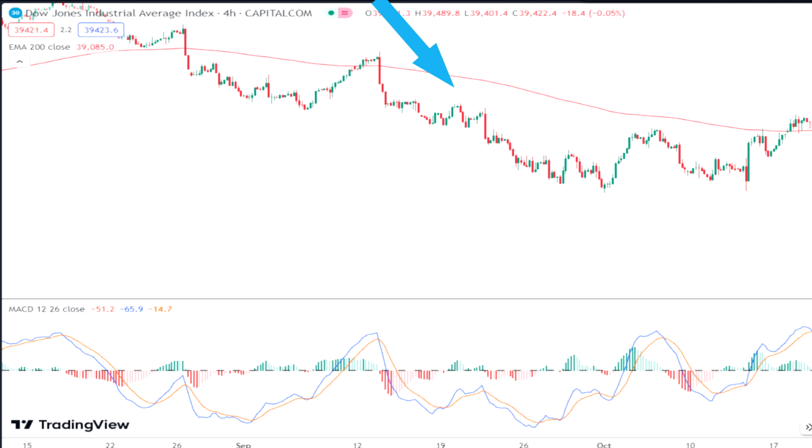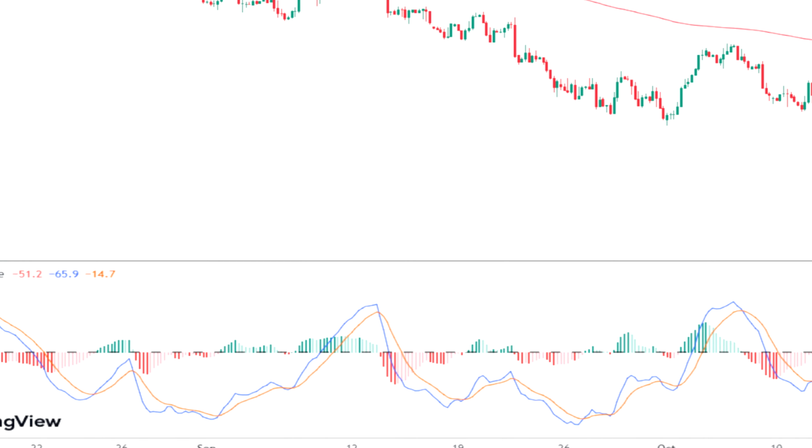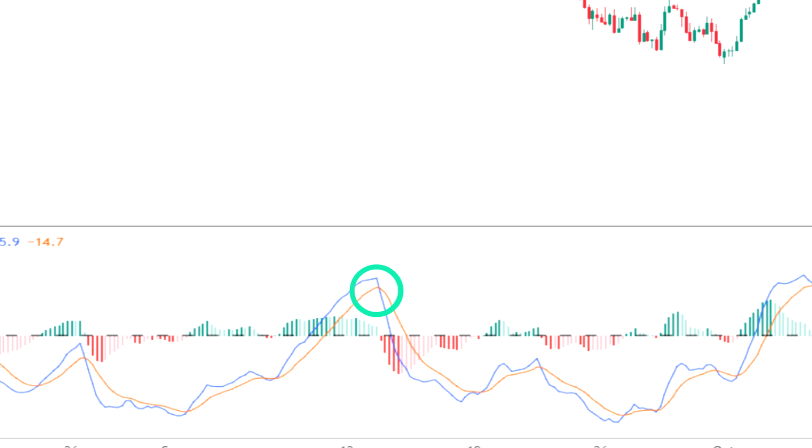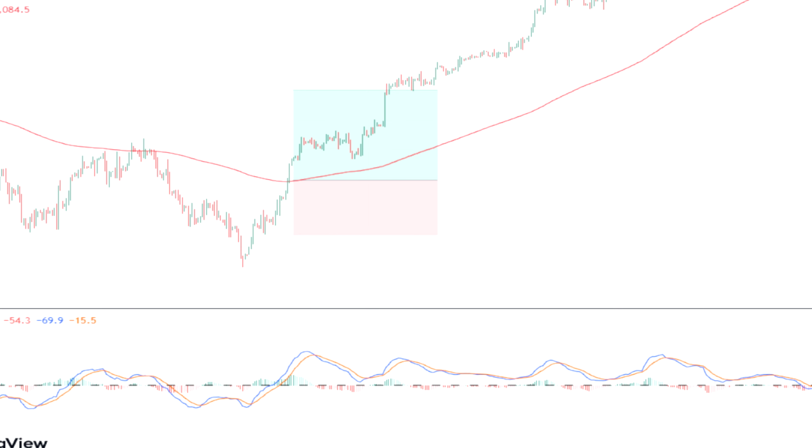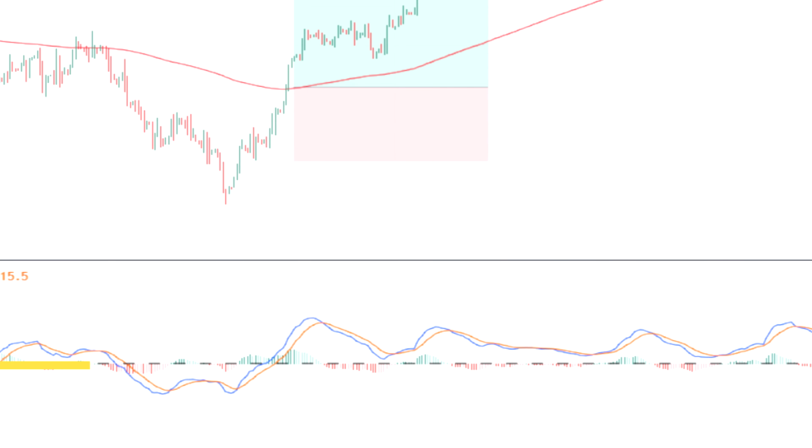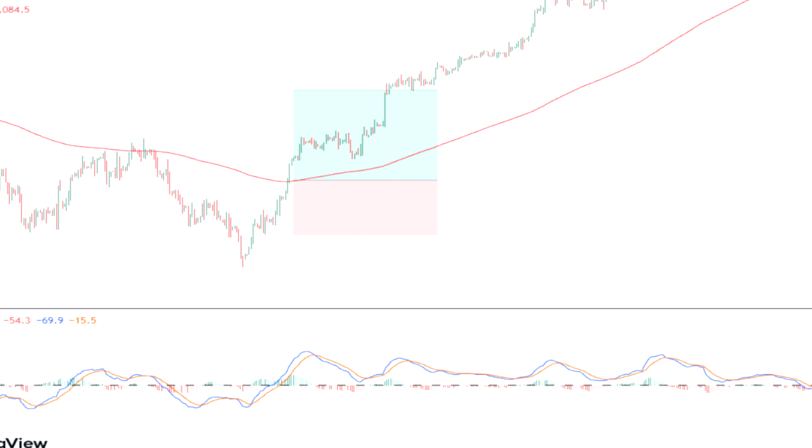So make sure the price is below the 200-day moving average and the MACD lines are crossing downward above the zero line. So as an example, you would want to enter a long trade right here because the MACD lines are crossing upwards below the zero line and the current price is above the 200-day moving average.